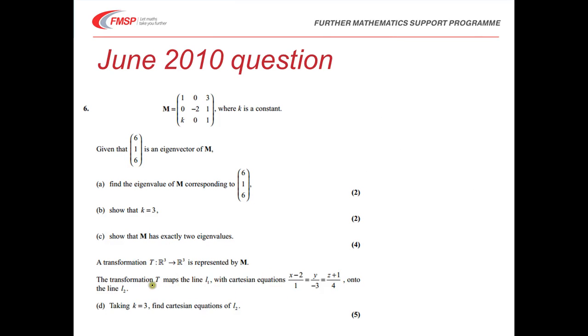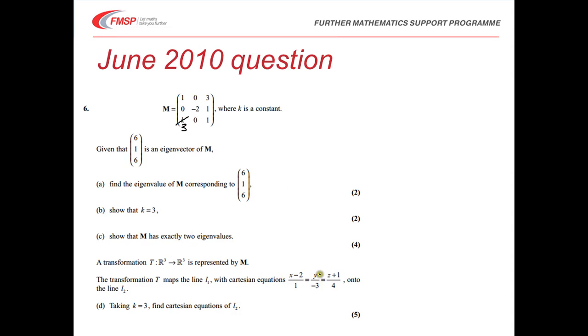Okay, so now we're moving into the last part where we have to consider the transformation represented by M, and again remember it looks like we're going to be taking k equals 3 here, so we don't want to be working with k, we want to be working with the number 3. We have a line in Cartesian form, and of course these linear transformations will map lines onto new lines, and the line that L1 gets mapped to is called L2. We've got to find a Cartesian equation for L2.